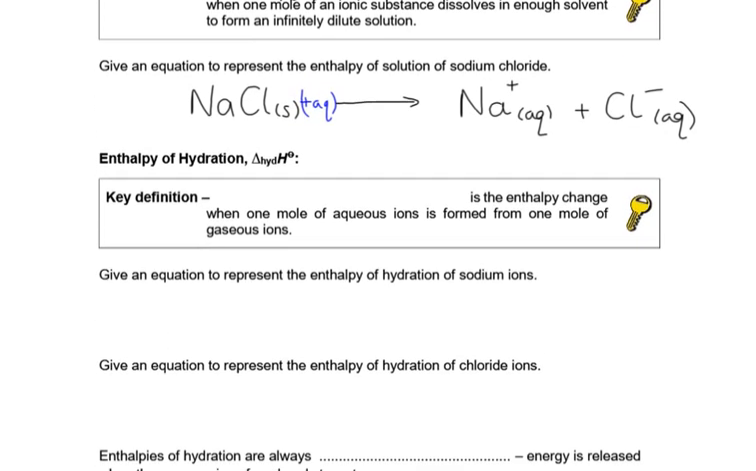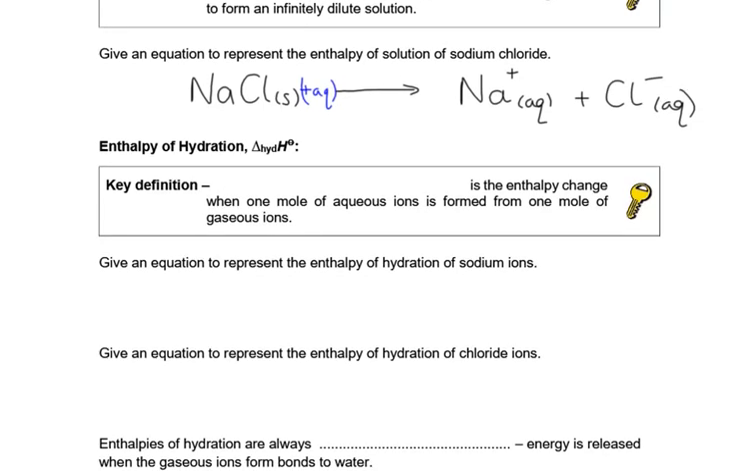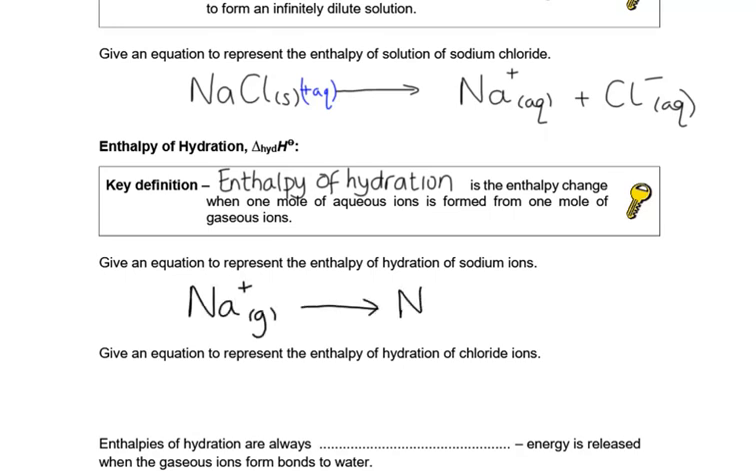And the second thing we've been talking about is the enthalpy of hydration, when 1 mole of gaseous ions become aqueous ions. So we're turning gaseous ions into aqueous ions. If we did that for sodium, we take sodium gaseous ions and they become sodium aqueous ions. If we do that for chloride ions, chloride gaseous ions become chloride aqueous ions.